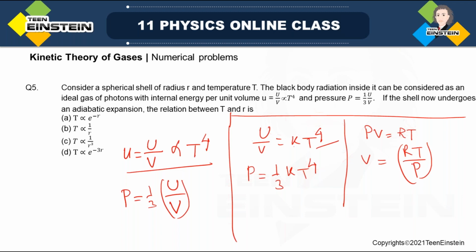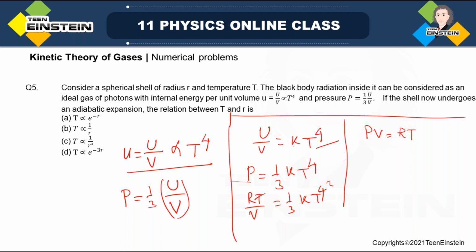I'm sorry, we would have done the opposite. We'll replace the P over here. P means RT by V, so let us write RT by V is equal to 1/3 K T to the power 4. This K is actually a constant, not Boltzmann's constant. You should remember this.